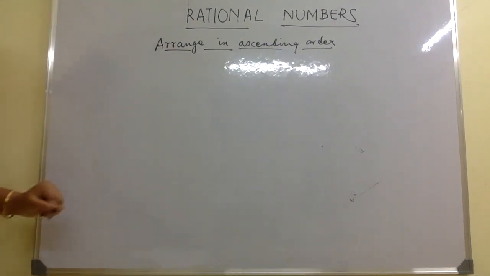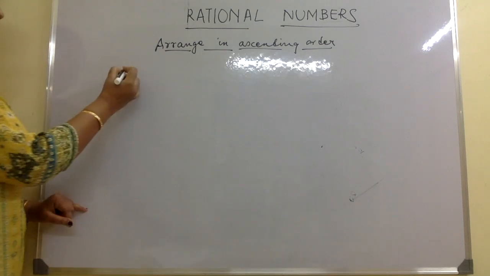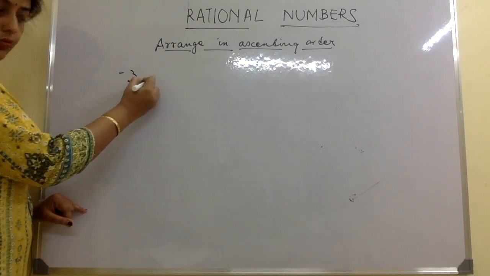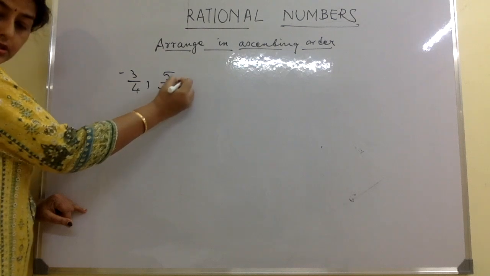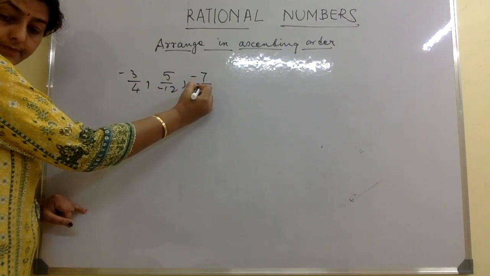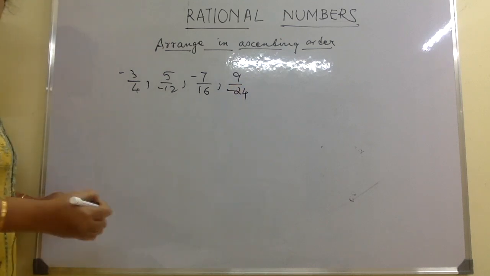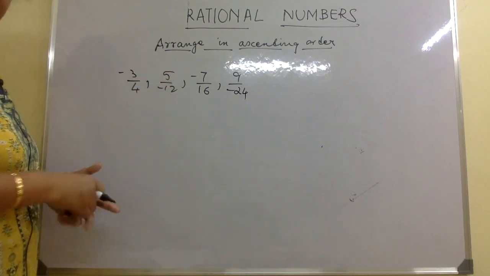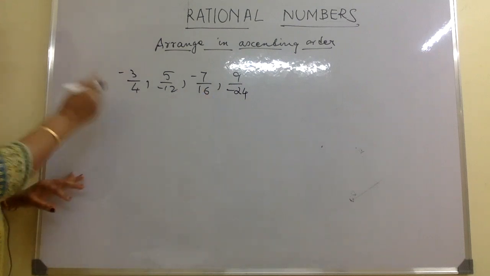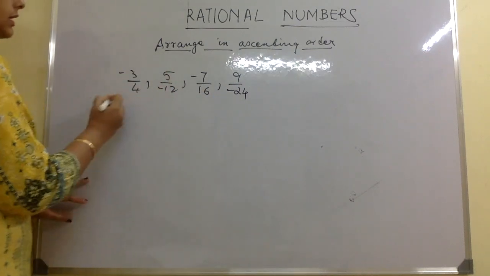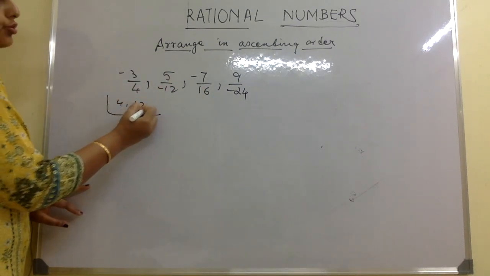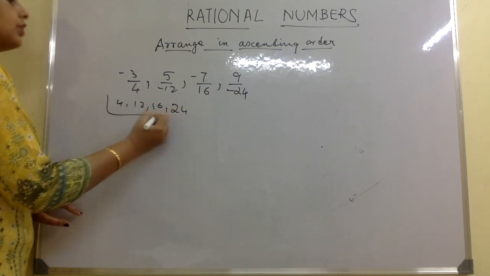Okay, let's take another question, which is minus 3 by 4, 5 by minus 12, minus 7 by 16, 9 by minus 24. Okay, now again they are all unlike. That's the same problem here again. So what I'm going to do is first get their LCM, of 4, 12, 16 and 24.